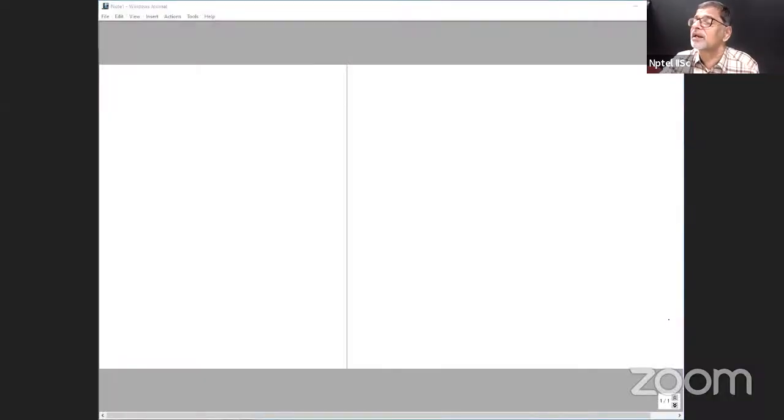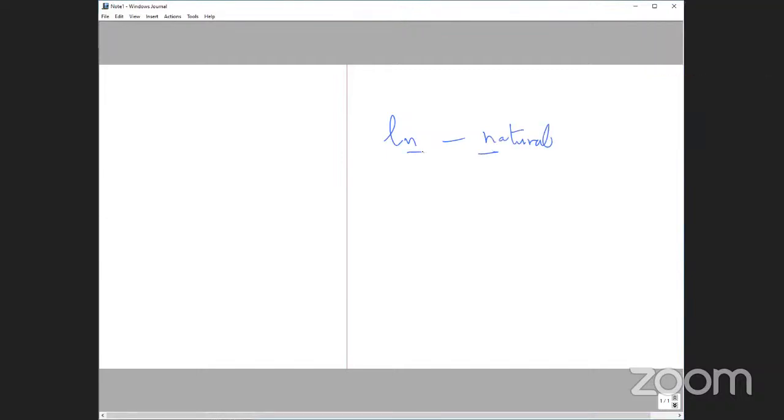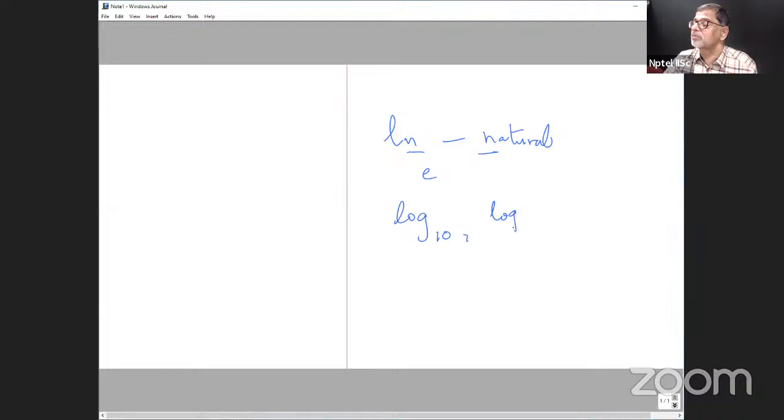ln is the natural logarithm. That is why it is log to the base e. Therefore, for this, the base will be e. For all other things, it will be log to the base 10, log to the base 2.